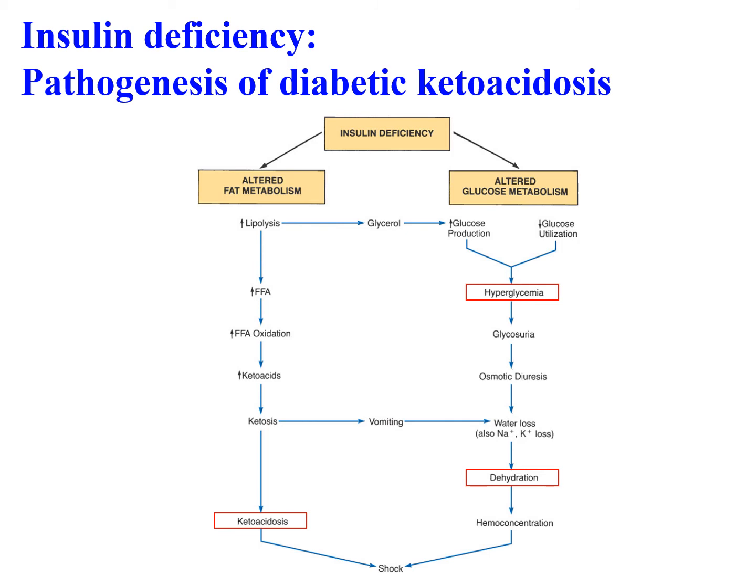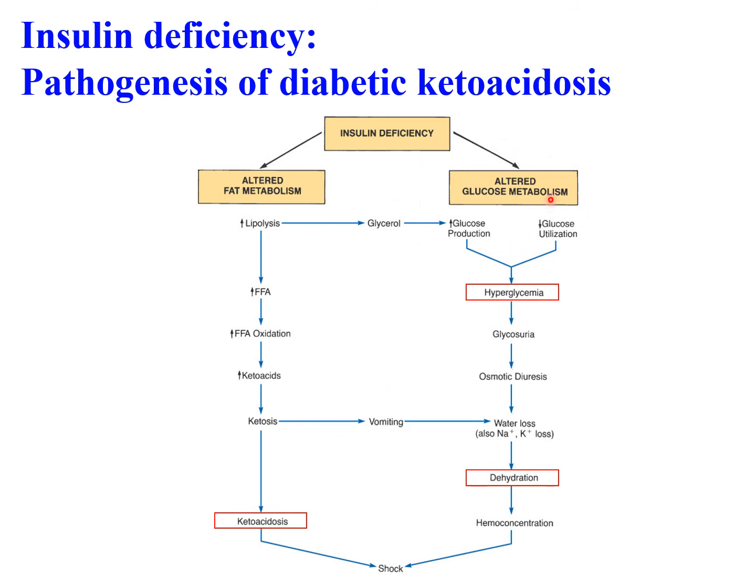Now, as I said, patients who would not take their insulin replacement, in type 1 diabetic patients who don't take their insulin therapy, can develop diabetic ketoacidosis. So insulin deficiency will lead to altered fat metabolism and altered glucose metabolism. It will increase the lipolysis, and that results in an increase of free fatty acids. Those free fatty acids will then be oxidized into keto acids, and that leads to the formation of ketone bodies and ketosis that cause vomiting.